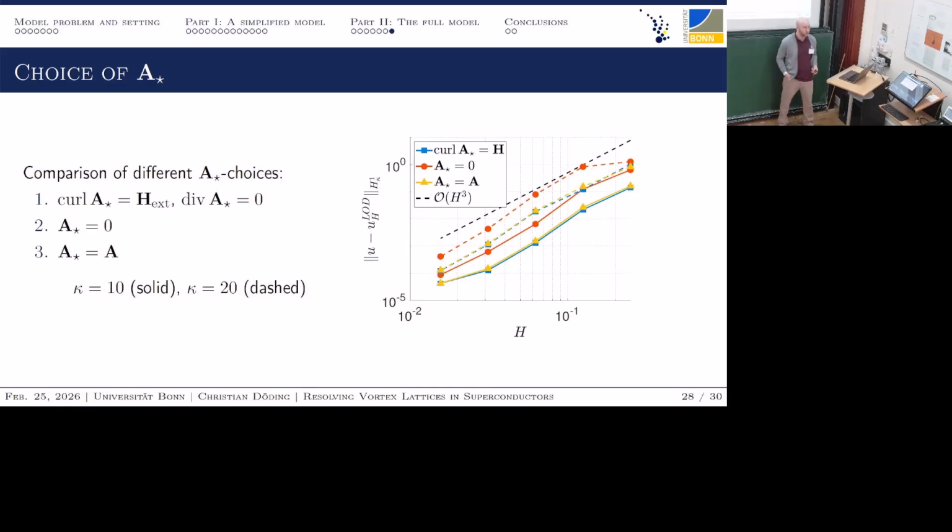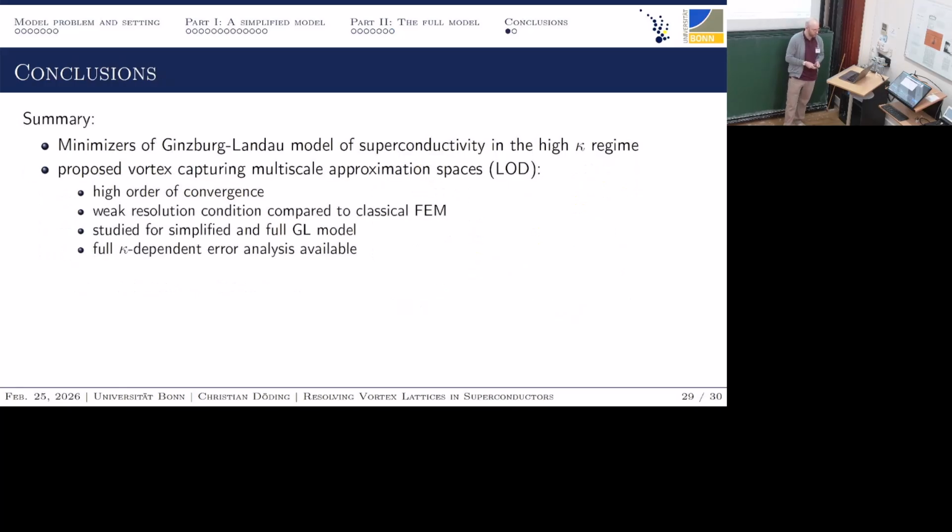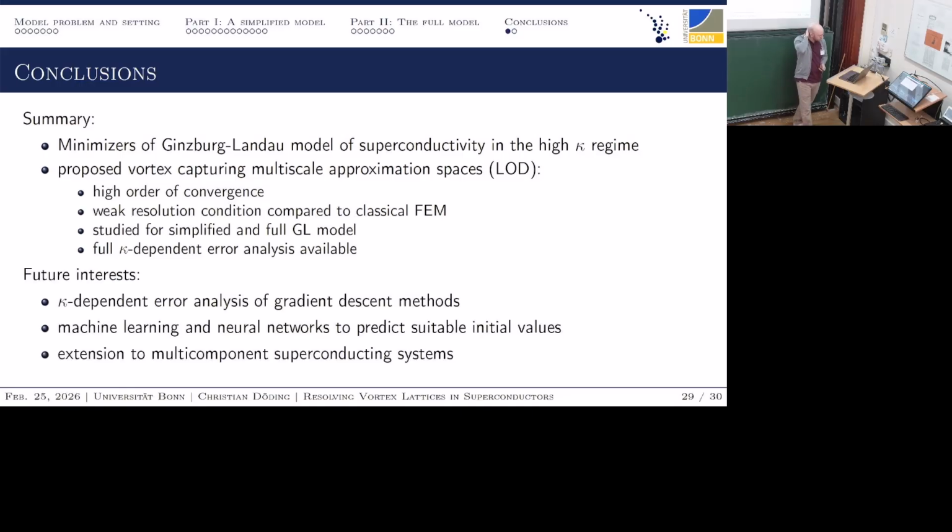although there is actually no A star chosen. The LOD space in that case is only constructed with respect to the Laplacian in a sense, but this is sufficient to obtain the third order of convergence. And our practical choice performs in a sense as good as the optimal one of choosing A star to be the exact minimizer. That's what we observe.